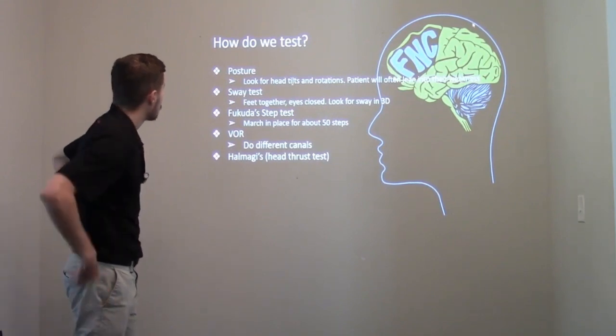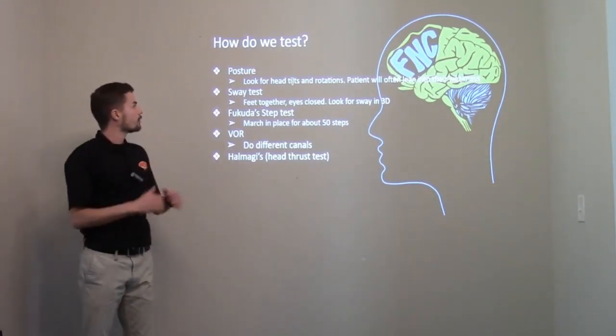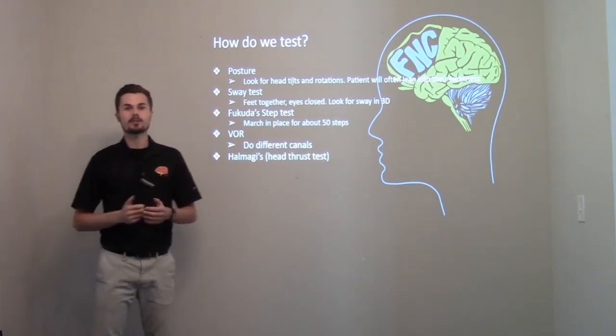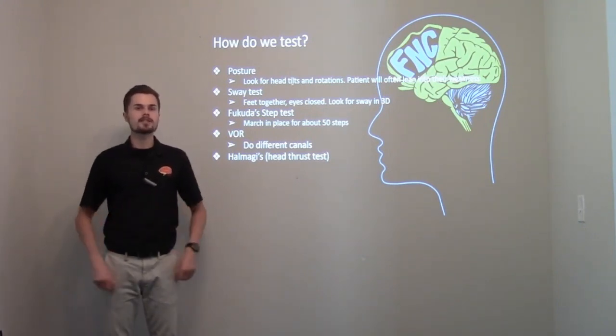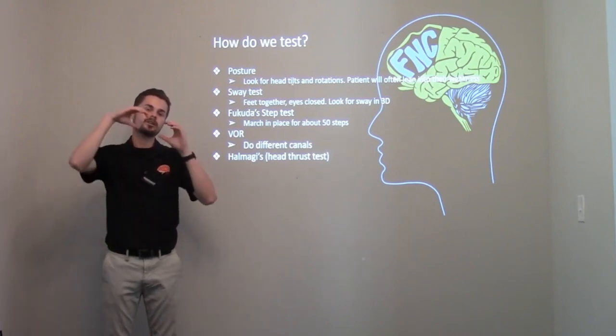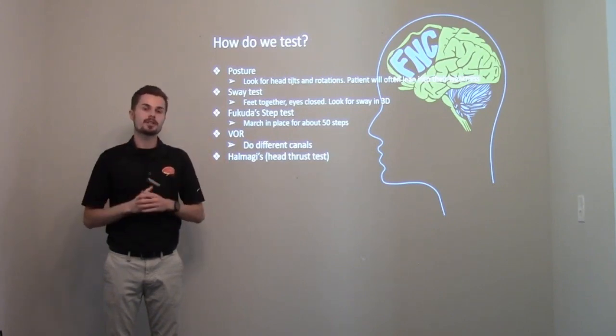So then, how do we test the vestibular system? One of the first things you do, you look at posture. One of the easiest things you can do. So the patient walks into your office and they have a head tilt, for example. So let's say they have a head tilt towards the left, like this. That means that they're going to have ocular tilt as well. So their eyes are going to counter-rotate to compensate for that head tilt.